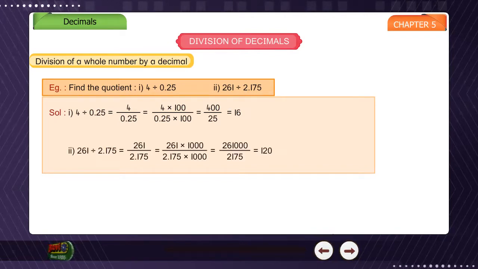2. 261 divided by 2.175 is equal to 261 by 2.175, is equal to 261 into 1000 by 2.175 into 1000, is equal to 261000 by 2175, is equal to 120.